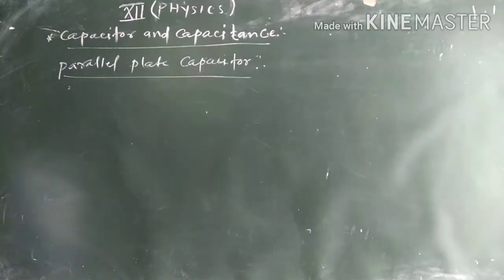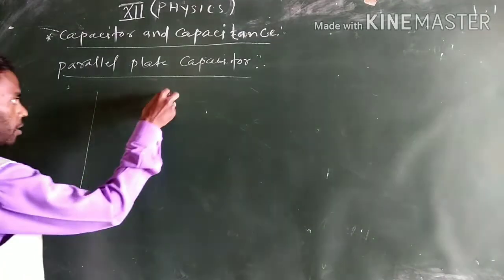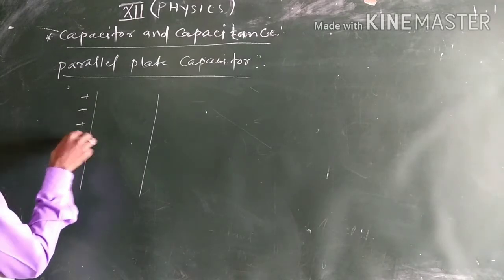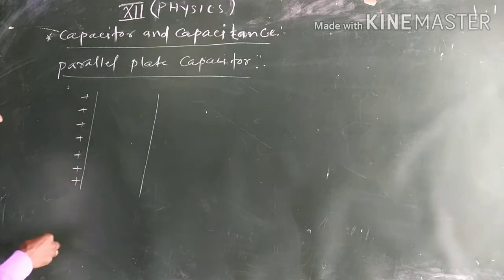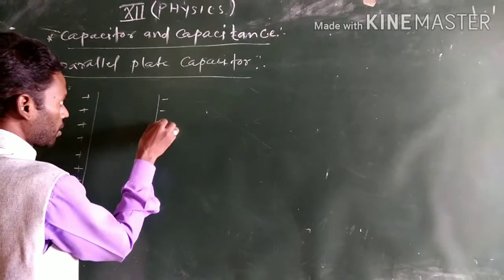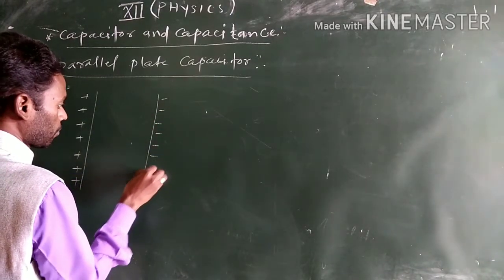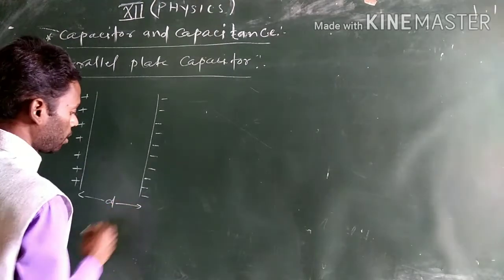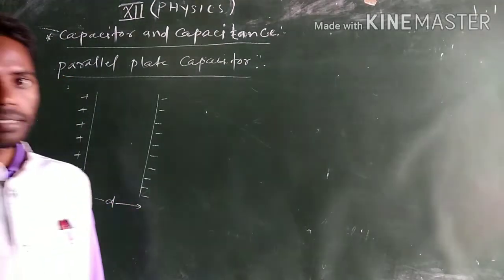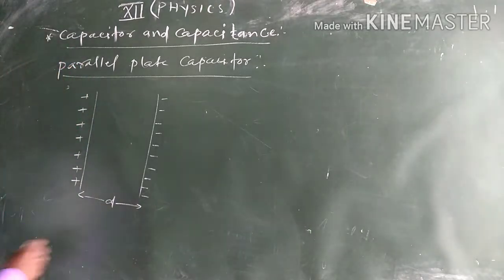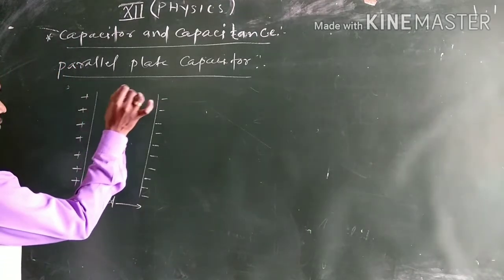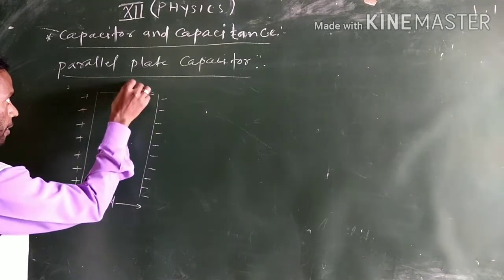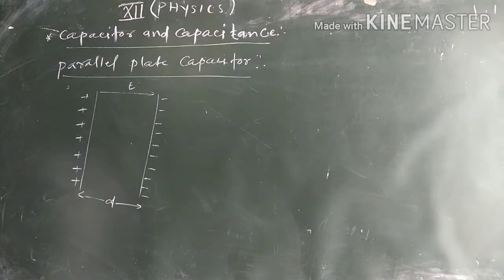Parallel plate capacitor, that means we have to take these two parallel plates. Here is the plus Q charge, residing on plate A, and here is the minus Q charge on plate B. They are separated by some finite distance. Here are the electric field lines, going from the positive plate toward the negative.